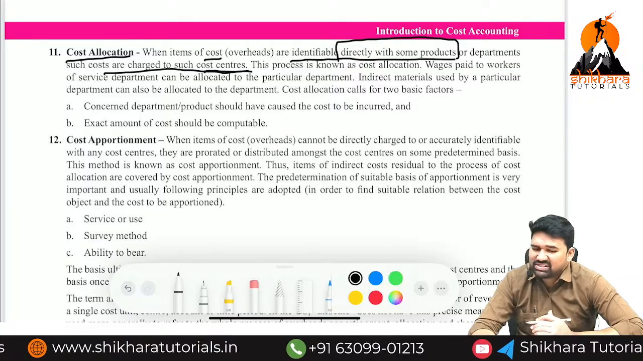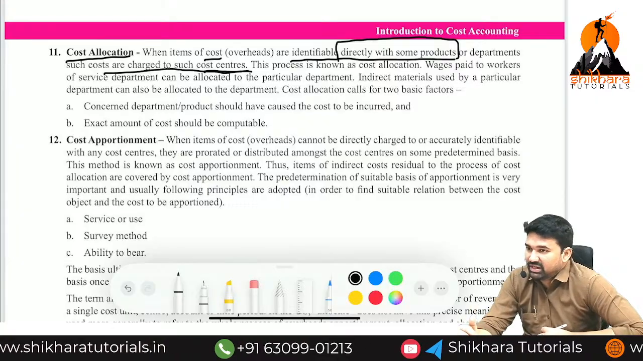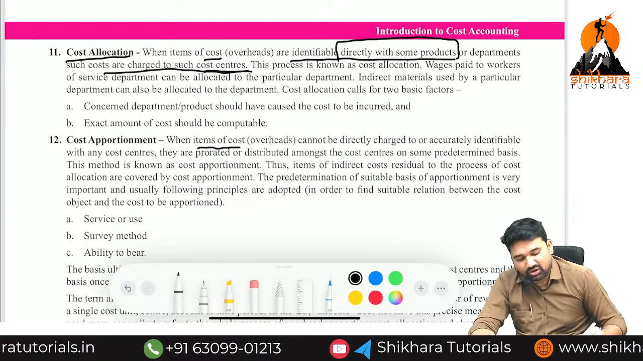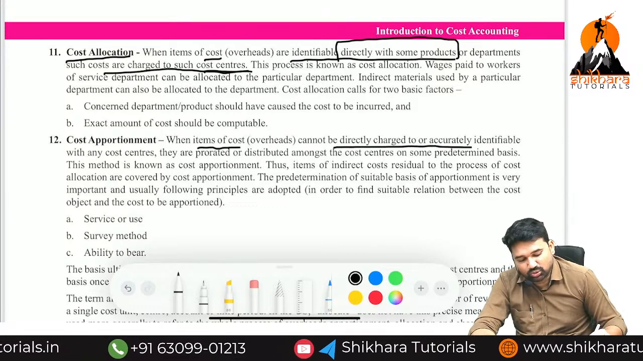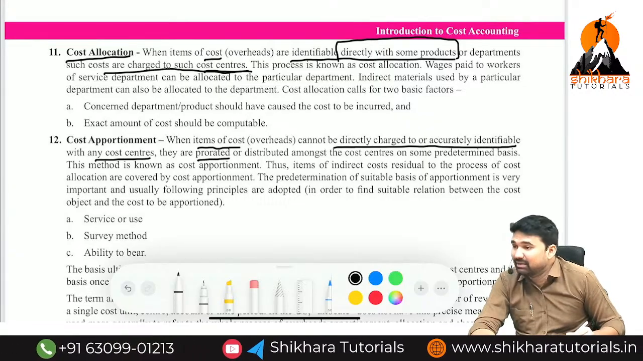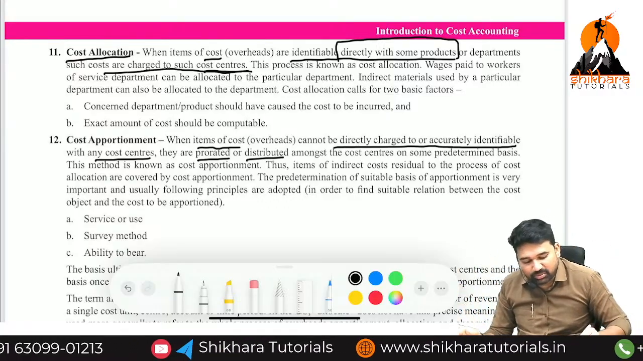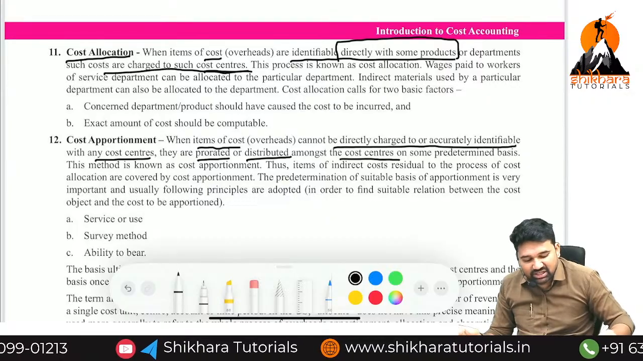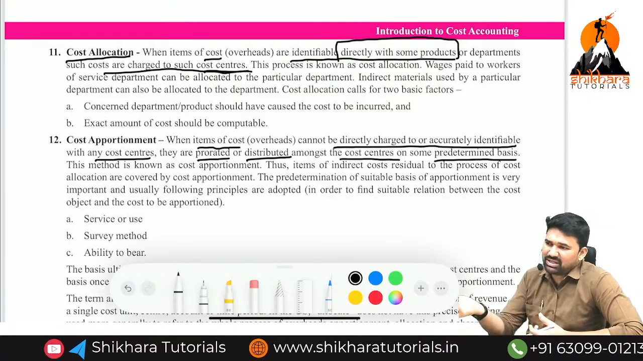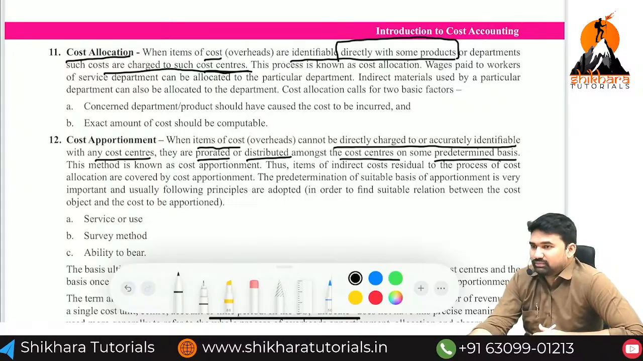No hesitation. Since the cost center is directly available, we'll take that. Okay, so cost apportionment, listen carefully. When items of cost cannot be directly charged to or accurately identified with any cost center, they are prorated. Prorated means distributed. They are distributed among the cost centers on some predetermined basis. On what basis? We will take some basis and distribute on that.